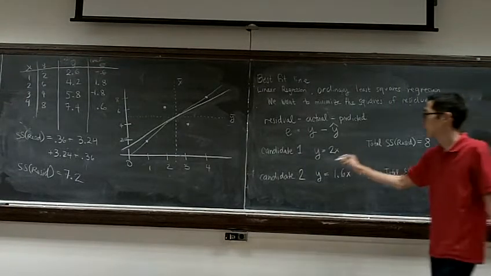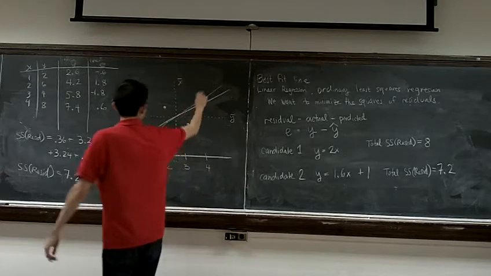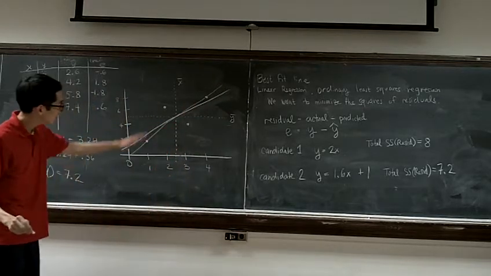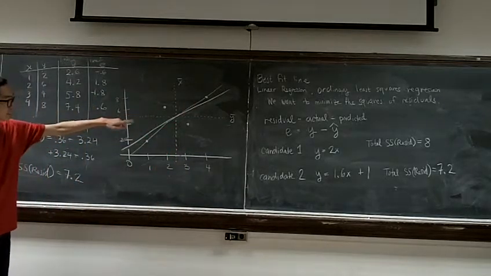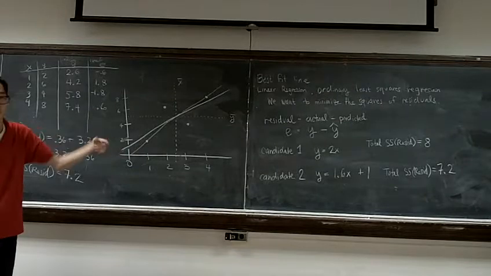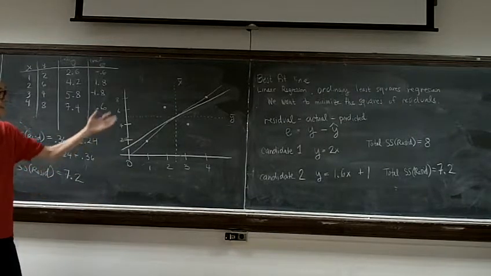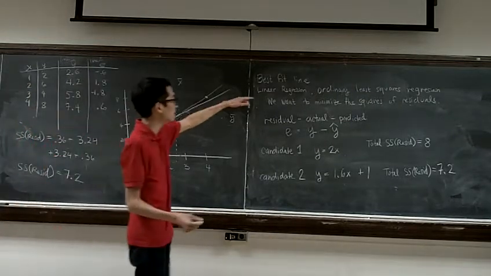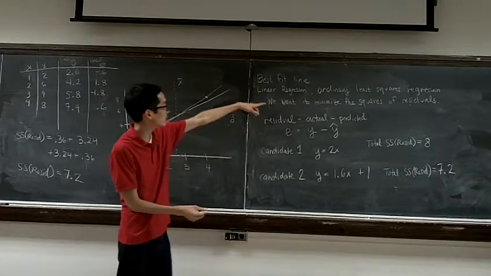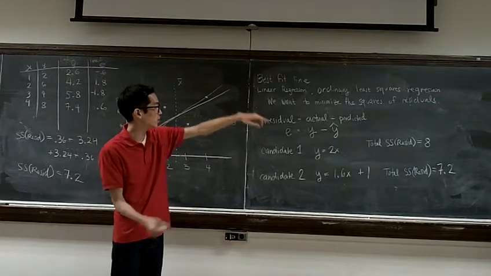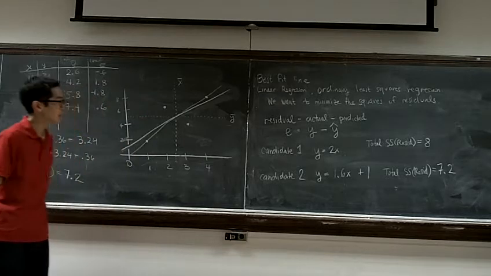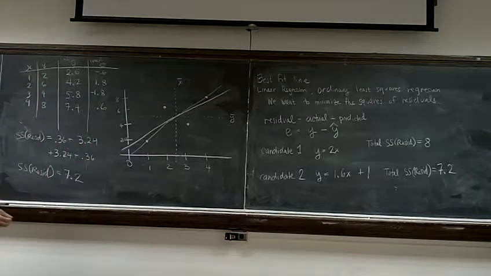Okay? It seems, when you draw the picture, it seems like this would be a good line, but it turns out that just angling it slightly reduces our residuals even further. And this is our criteria for picking the best fit line: the one that minimizes the squares of the residuals. Okay, for ordinary least squares regression.